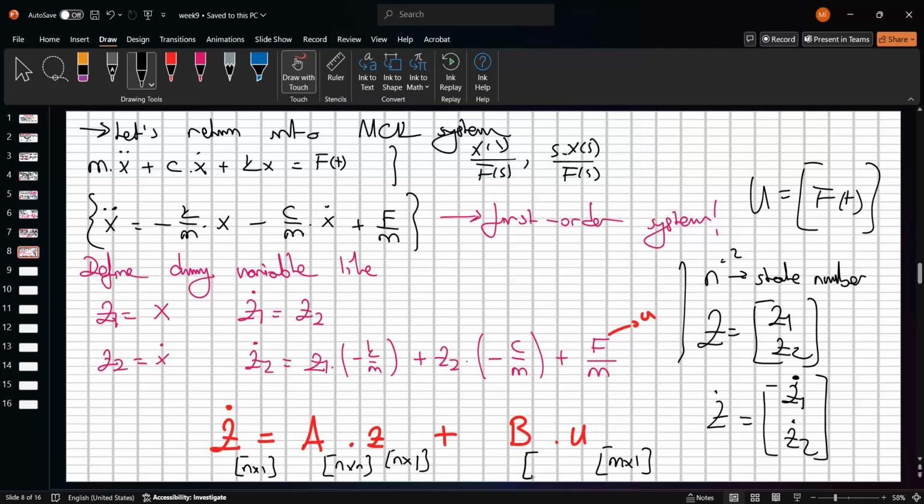And so, what is the dimension of the B? Based on the Z dot. Okay? So, this is how we can calculate the dimensions of the states in here. This is called the state space. Have you heard of this?